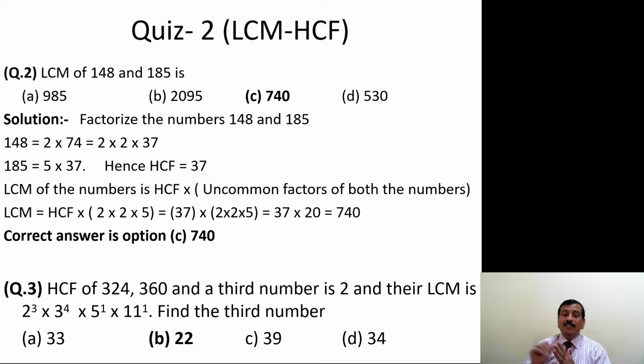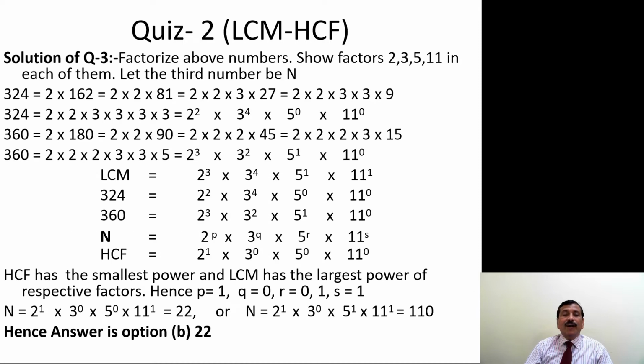Next question is HCF of 324, 360 and a third number. The third number is not given, is n. While their LCM is a number given by 2 to the power 3, 3 to the power 4, 5 to the power 1, 11 to the power 1, and you are required to find the third number. Next, let's see the solution. We factorize all the numbers.